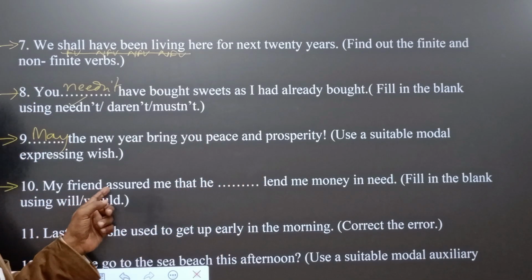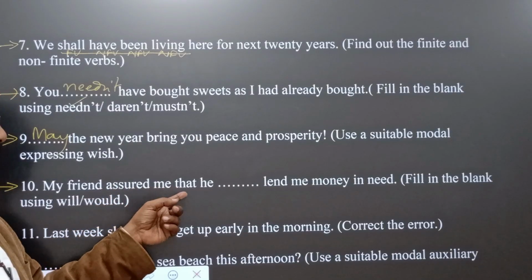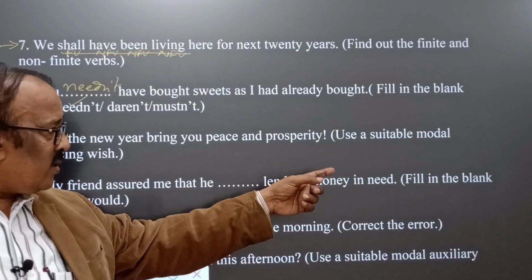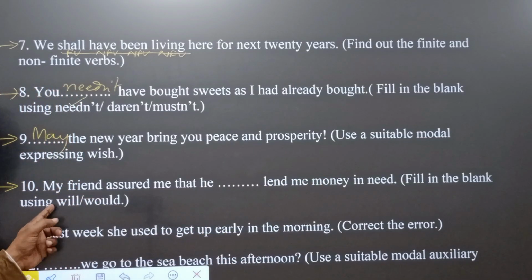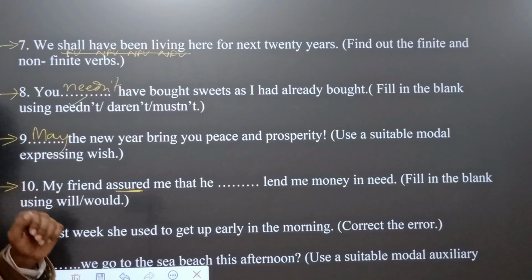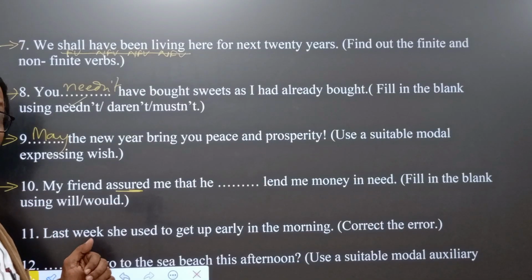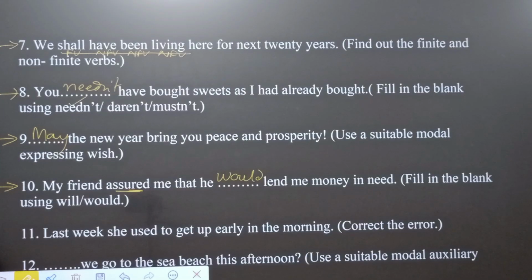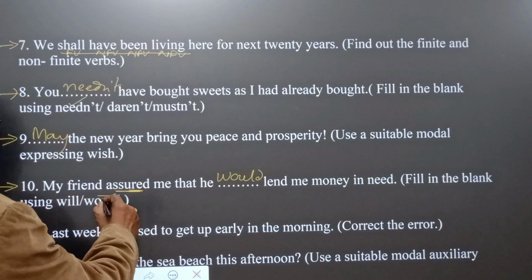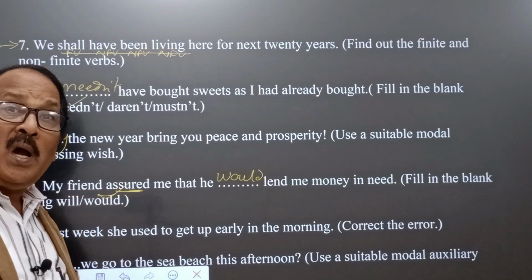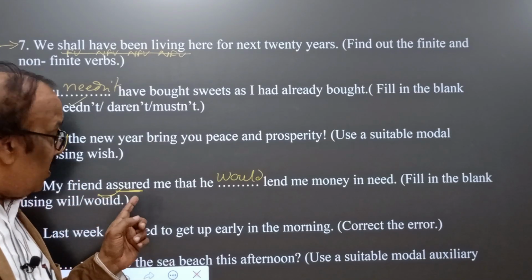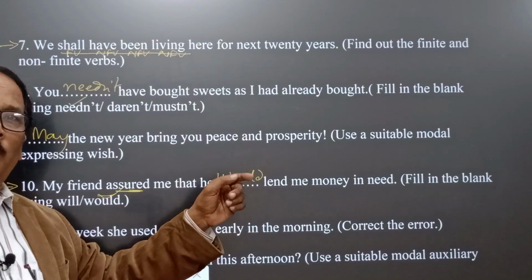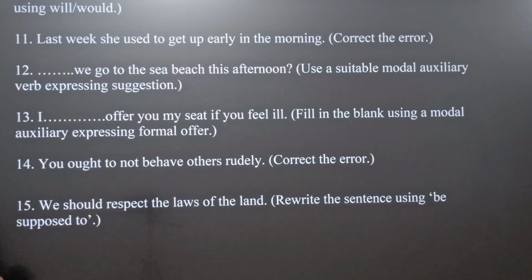Question number 10. My friend assured me that he blank lend me money in need. The instruction is fill in the blank using will or would. My friend assured, it means made me sure, that he would lend me money in need. This is the right answer, and it is because assured is in past tense, and therefore whenever the reporting verb is in past tense, we have to use would, not will.